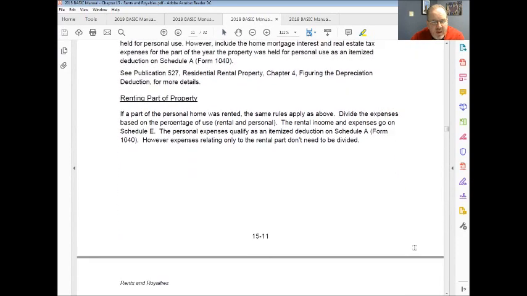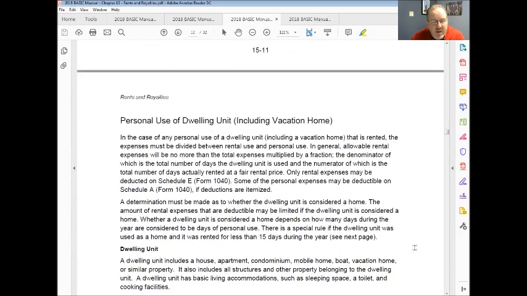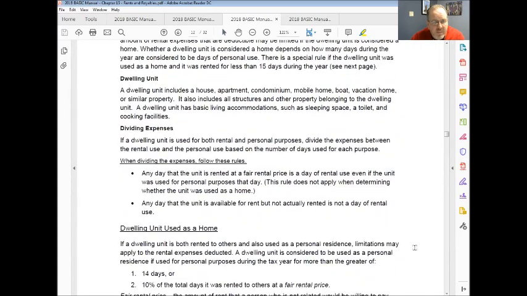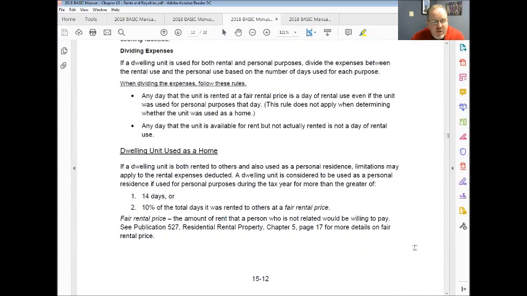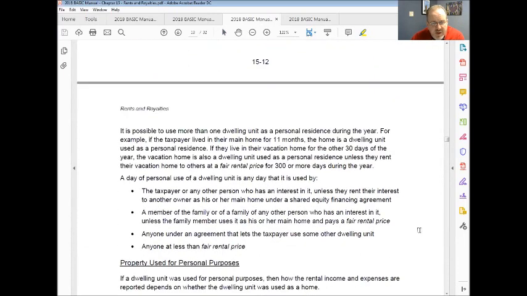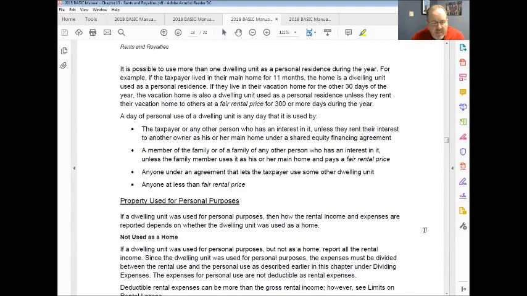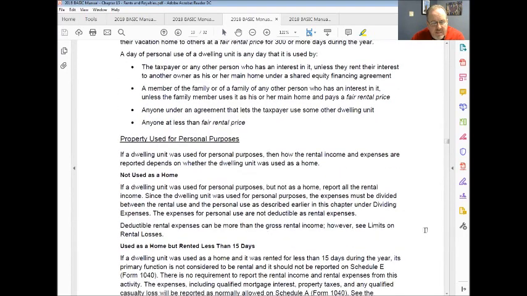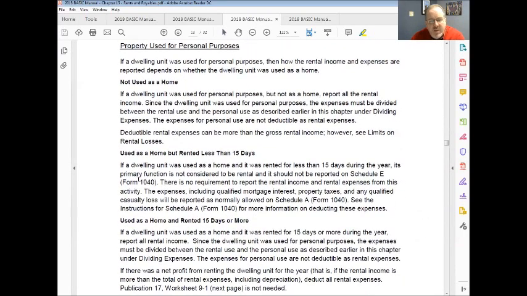Okay, so the big ones that I want to talk about: if we have a dwelling unit used as a home, and the dwelling unit is both rented to others and also used as a personal residence, we talked about the fact that we take a percentage of that. The one that I want to talk about here, and we see a lot, is used as a home but rented less than 15 days.